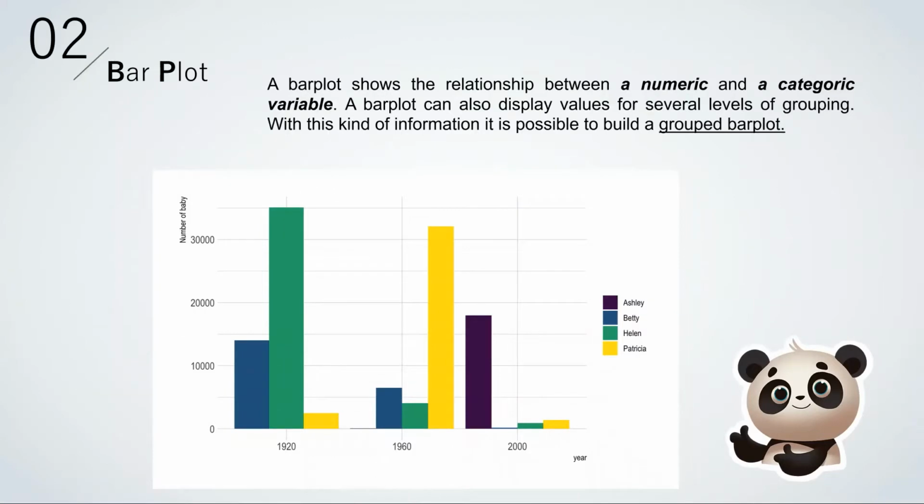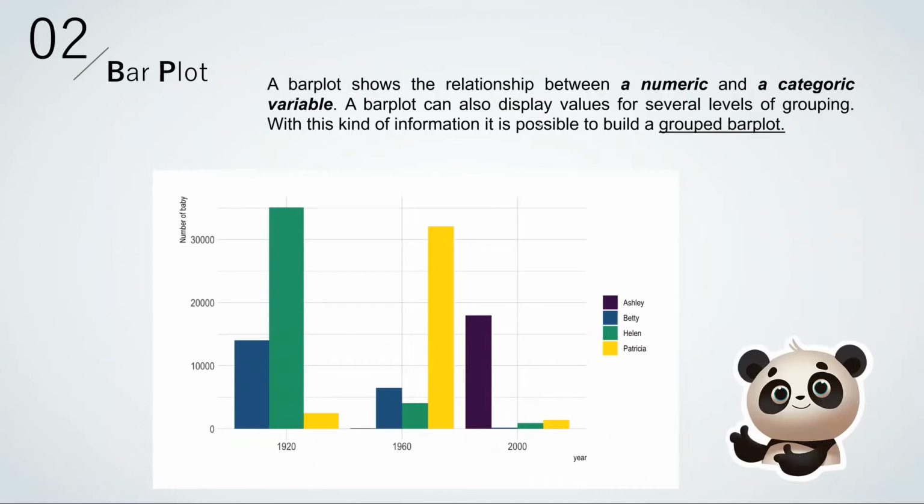So what is a bar plot? You may say the bar plot looks very similar to a histogram because it always uses rectangles and always uses the same sizes of intervals. Well, a bar plot shows the relationship between a numerical and a categorical variable. A bar plot can also display values for several levels of grouping. With this kind of information, it is possible to build a grouped bar plot.